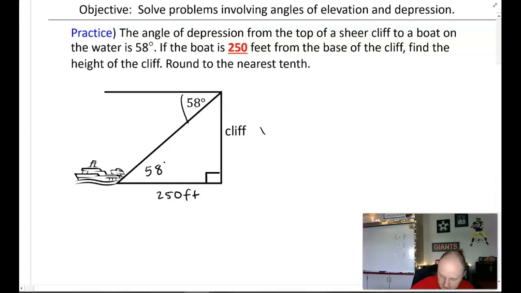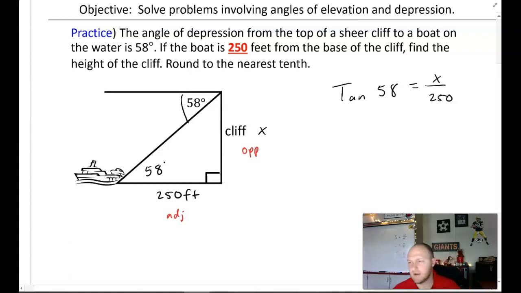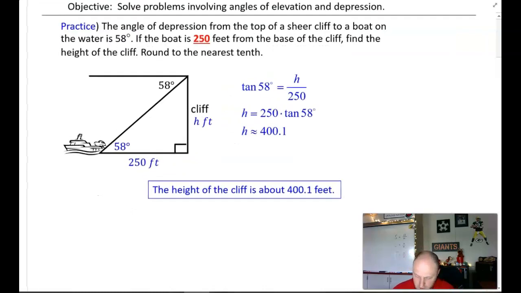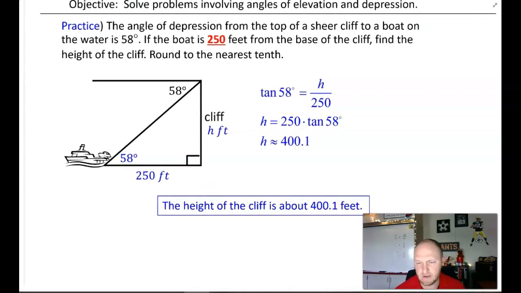So that's this side, x. I want to find the opposite side, and I'm given the adjacent side, so that's tangent. Tan of 58 is x over 250. And you just have to solve that, which gives you about 400.1 feet.